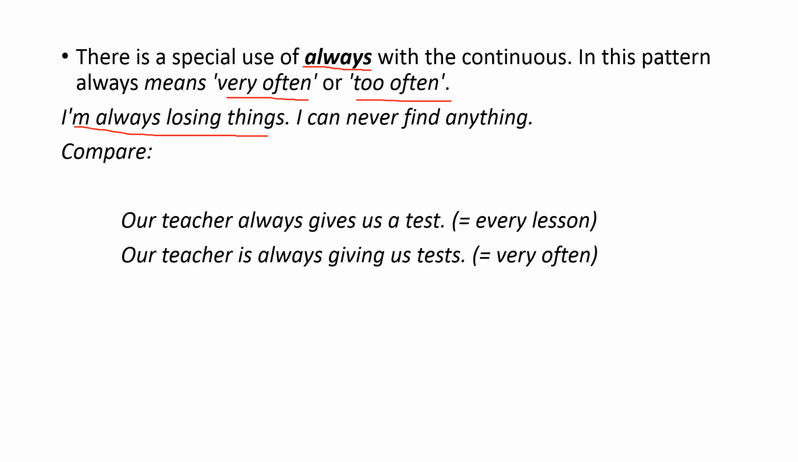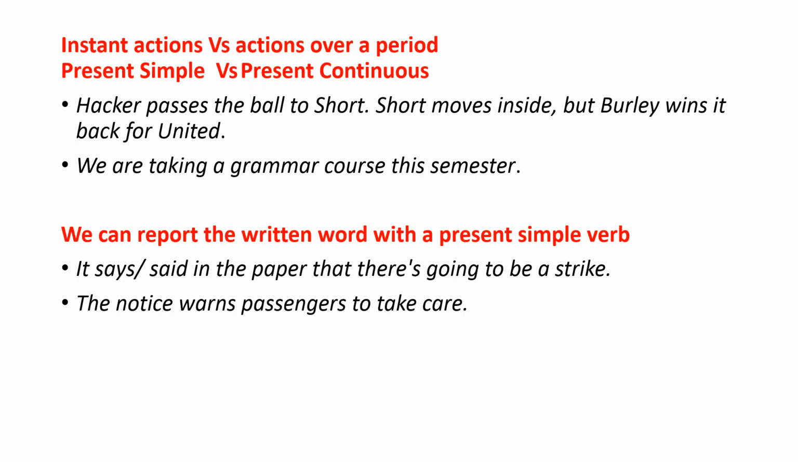So compare these two sentences. When we say, our teacher always gives us a test, this is every lesson. Okay? And this is a present simple. But if we say, our teacher is always giving us tests, this is very often, not every lesson. This is the difference between the use of always in the present simple and the use of always in the present continuous.